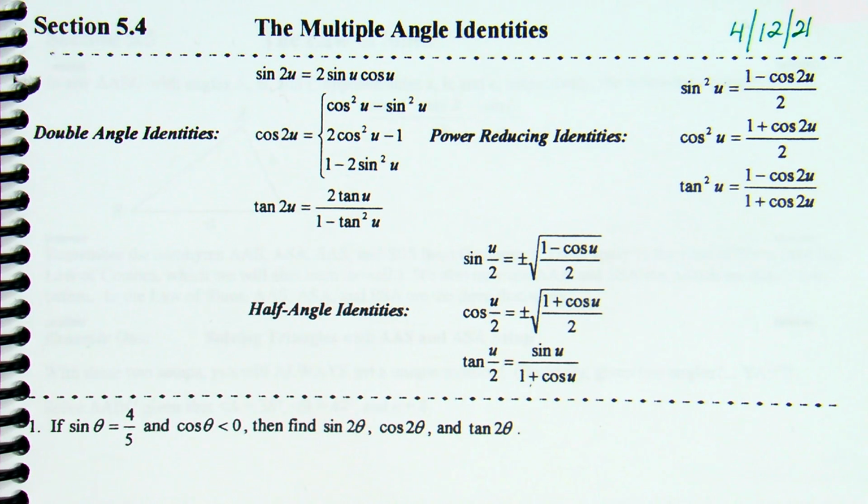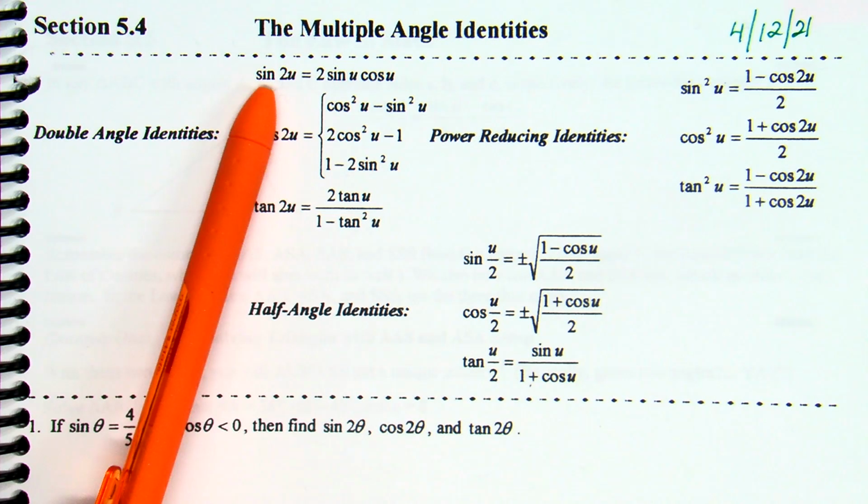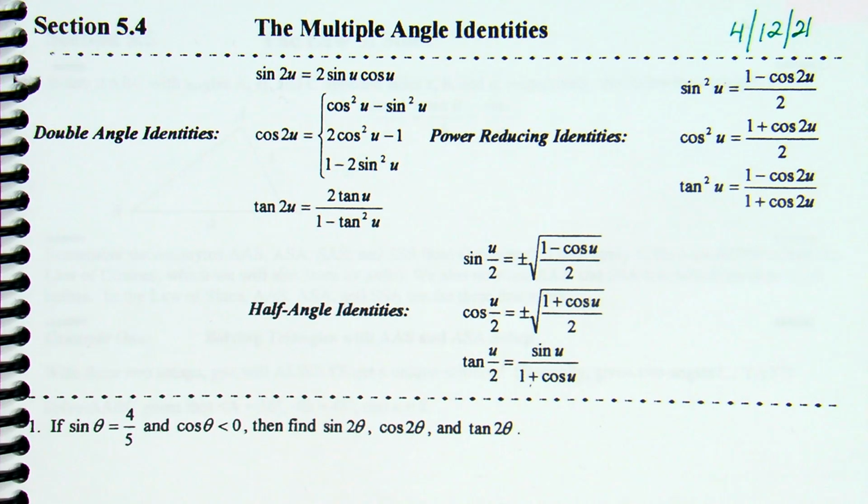These are all multiple angle identities because it's not talking about just sine of theta or cosine of theta. We have three different types. We have the double angle identities here. Double angle identities are when it's sine of 2u, cosine of 2u, or tangent of 2u. So when there is a 2 with the variable, 2 times whatever the variable is.